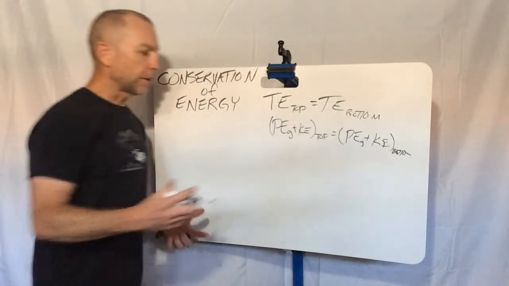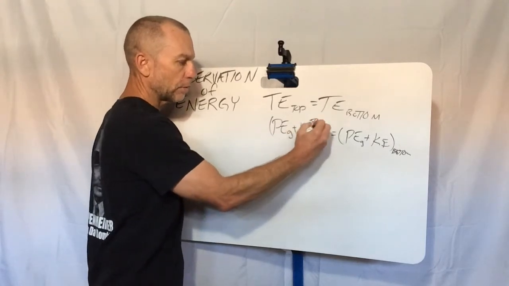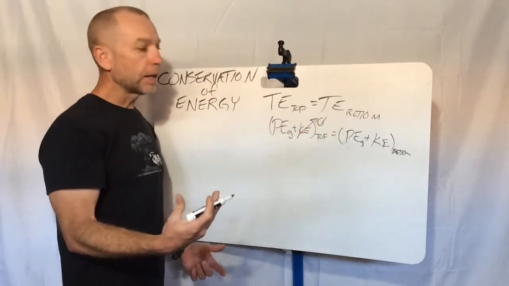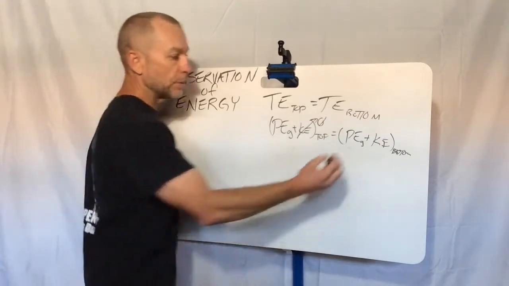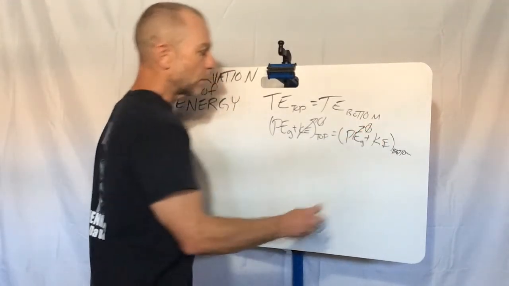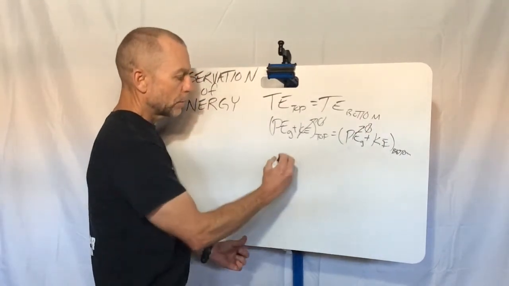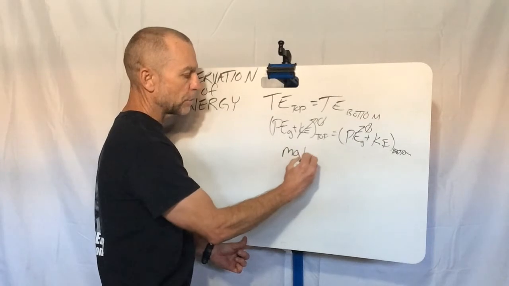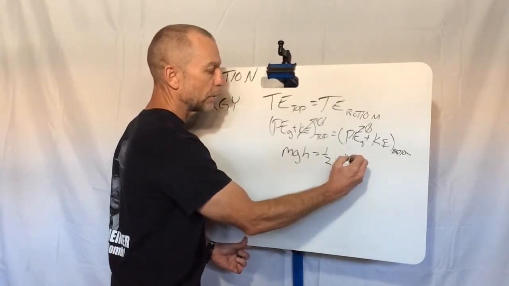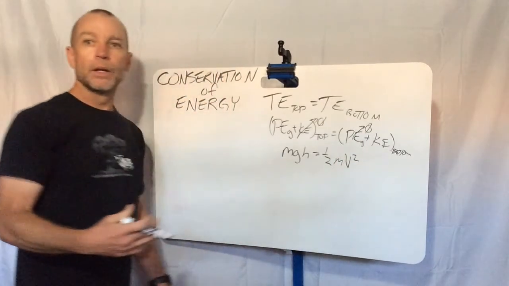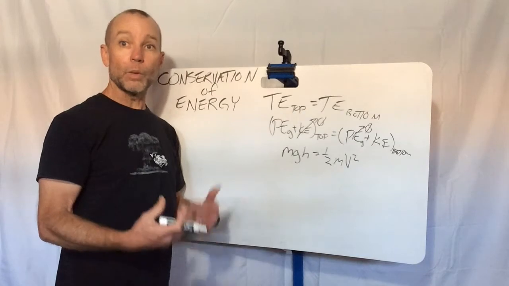At the top, all it had was potential, so the kinetic energy was 0. It didn't have any kinetic. At the bottom, all it had was kinetic. The height was 0, so the potential had gone to 0. So all that potential energy it had at the top was turned into kinetic energy at the bottom. So you had mass times gravity times the height at the top equals 1/2 times mass times the velocity at the bottom squared. We can use that to determine how fast the ball was going when it got to the bottom.